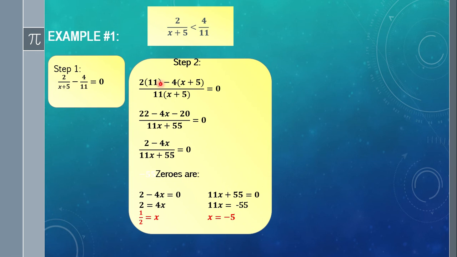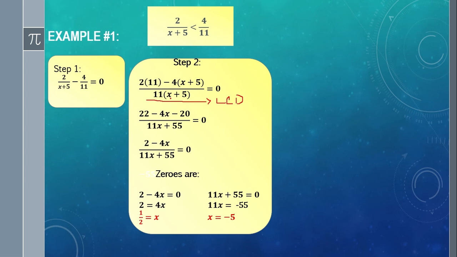Now, we are going to solve it by finding first the LCD. Okay, just the same process with solving a rational equation. We find here the LCD, and in this case, our LCD will be this one. Okay, that is our LCD.